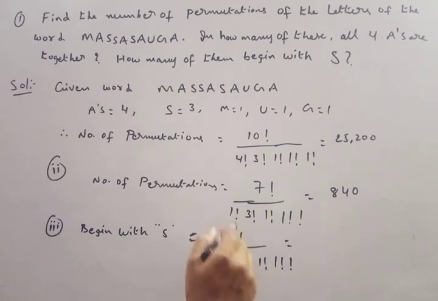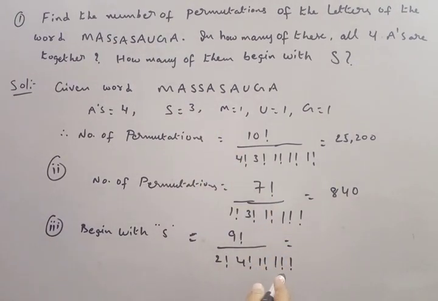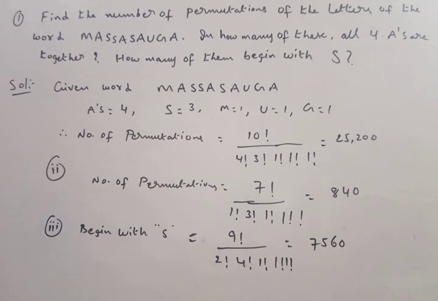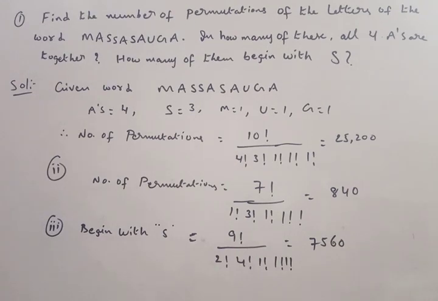Initially we have to start with S, remaining 9 places. So 9 factorial by 2 factorial, 4 factorial, 1 factorial and 1 factorial. This is coming 7,560. That's it. Very simple problem. So this is the simple problem on permutations. Understand? This is one problem. Okay, next we'll see another problem.